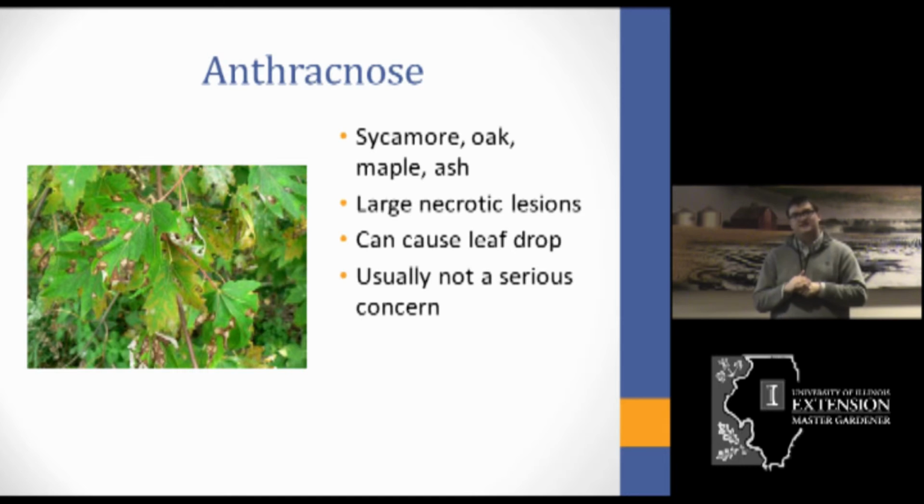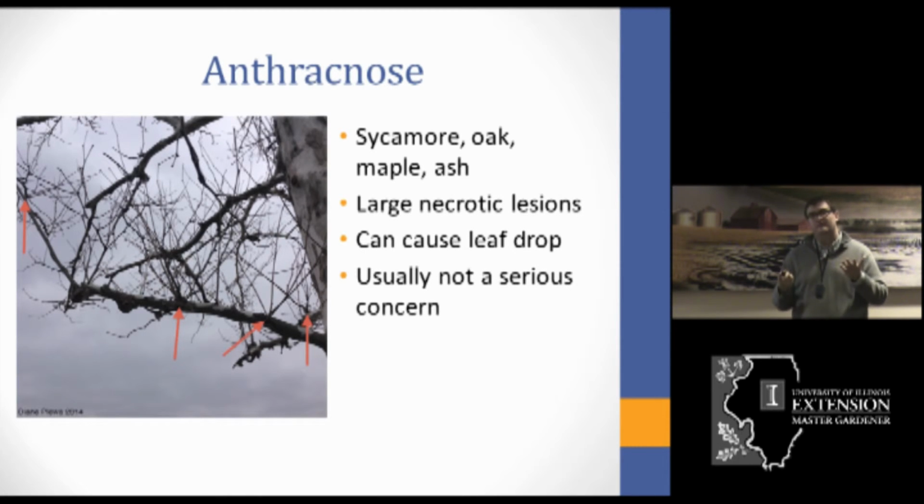Another very common disease we get a lot of questions about is anthracnose, especially on sycamore, oak, maple, and even ash trees. Anthracnose is a fungal disease which causes large necrotic, or dead, lesions on leaves. It looks terrible, and the leaves can drop prematurely, but again, usually not a serious concern. The tree will just leaf out again and continue to grow.